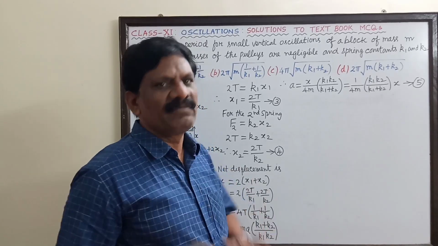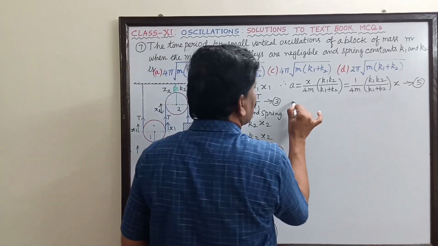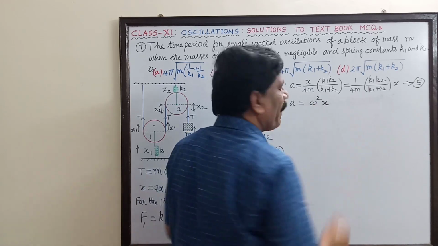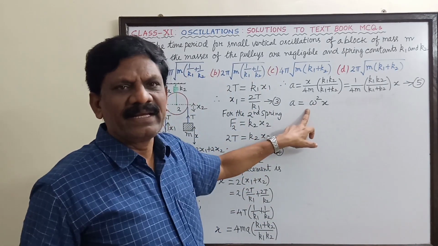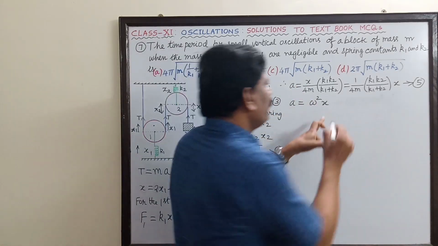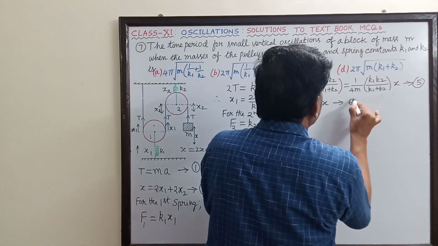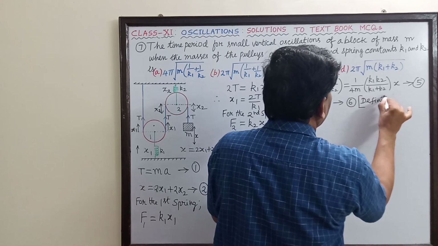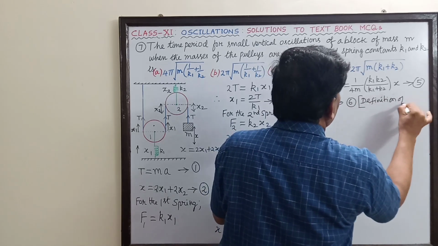From the definition of a simple harmonic motion, we can also write a is equal to omega square times x. The negative sign is neglected because we equate only the magnitude. So this will be equation number 6. This is from the definition of SHM.